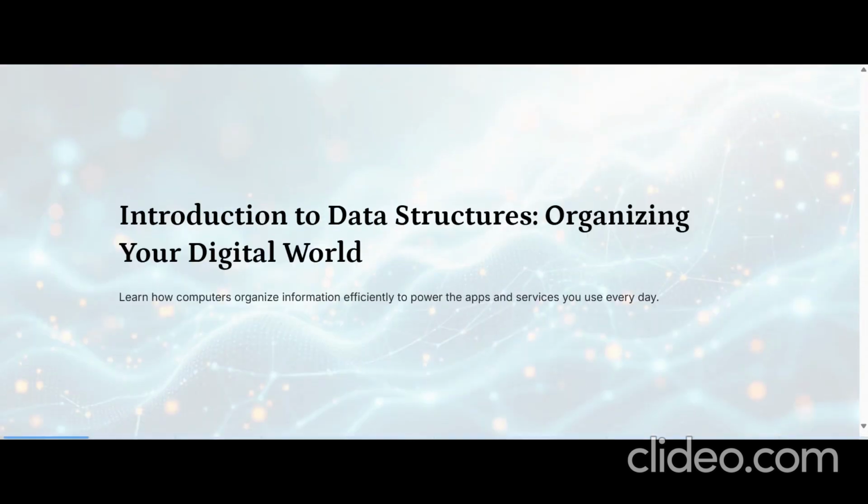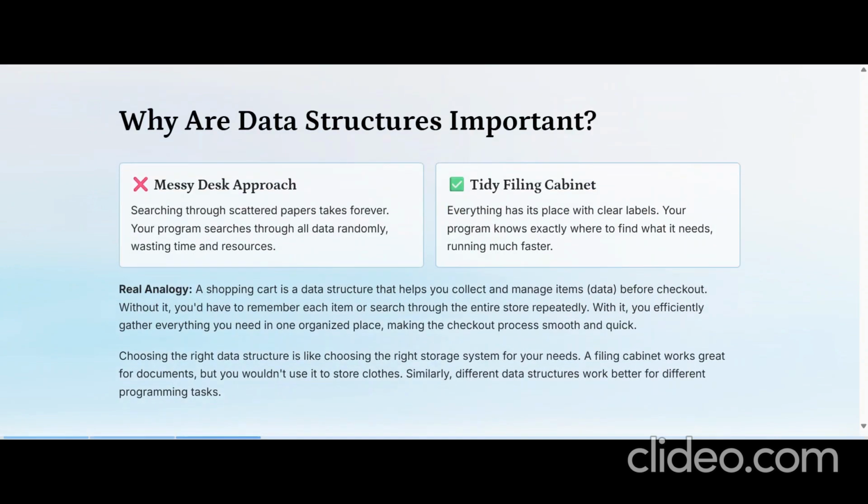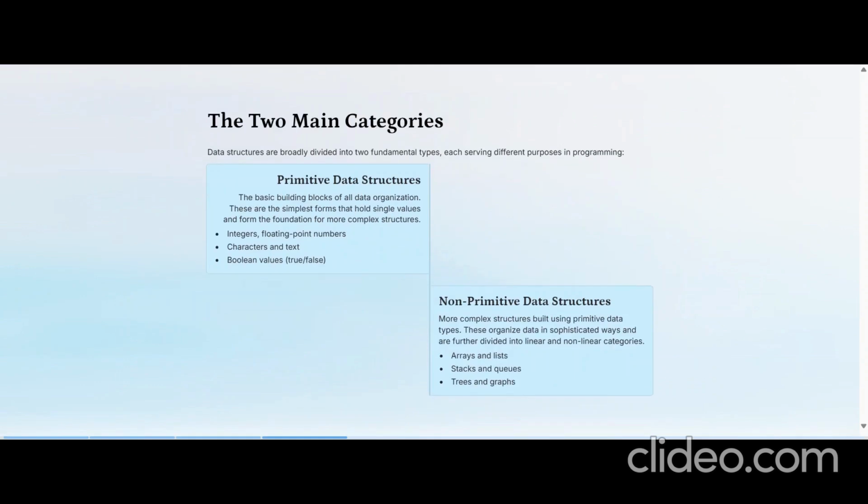Now we come to why it is important. If we don't use data structures, the data that we store in our computer memory will be scattered and it is very difficult to manage that data over time. So we use data structures. There are various data structures available. The first type is the primitive data structure and the second type is the non-primitive data structure.